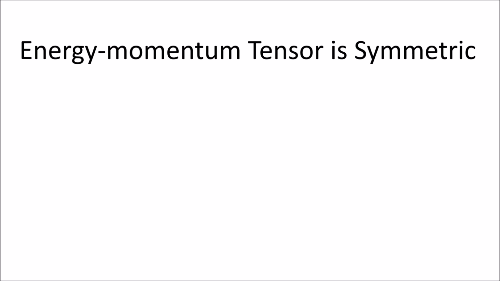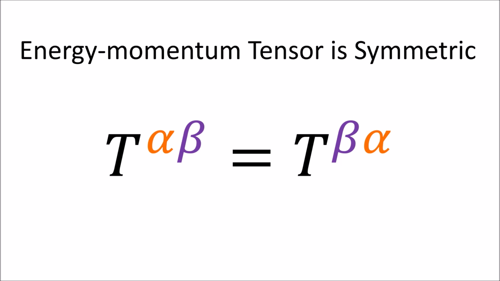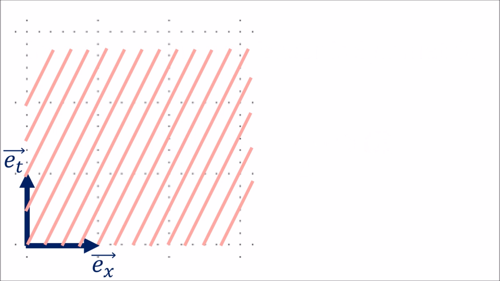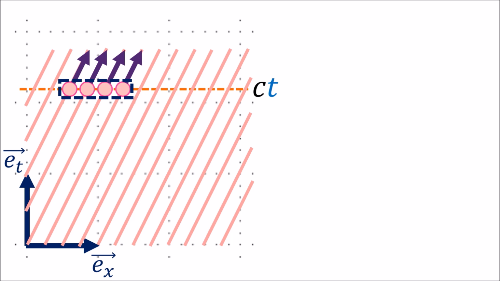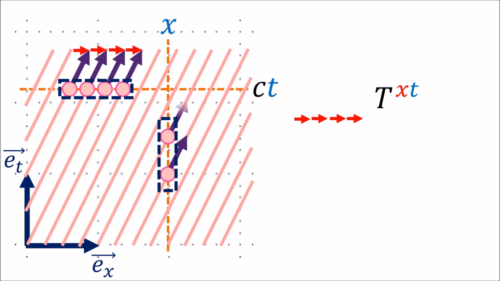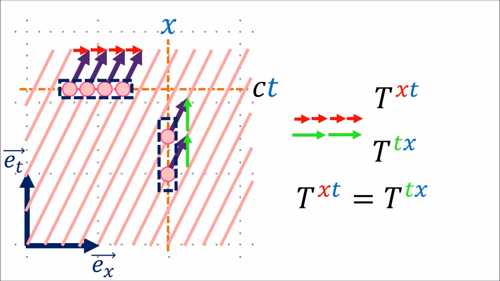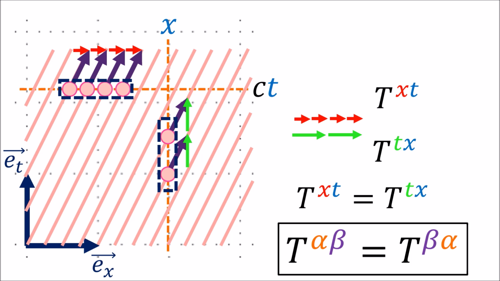It turns out that the energy momentum tensor is symmetric, so T alpha beta equals T beta alpha. We can see this in our spacetime diagram geometrically. The amount of x momentum coming out of this surface of constant time, the xt component, is equal to the amount of time momentum coming out of this surface of constant x, the tx component.